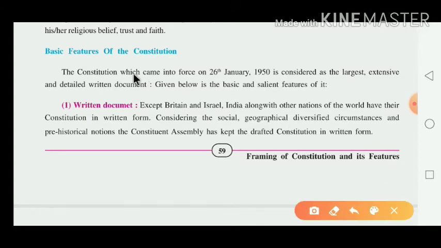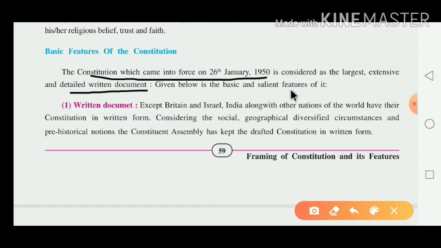Dear children, we know very well that our Indian constitution came into force on 26 January 1950, and that's why every year we celebrate 26 January as Republic Day. On 26 January 1950 our Indian constitution was implemented in India, and it is considered the largest, most extensive and detailed written document. Given below are its basic and salient features.